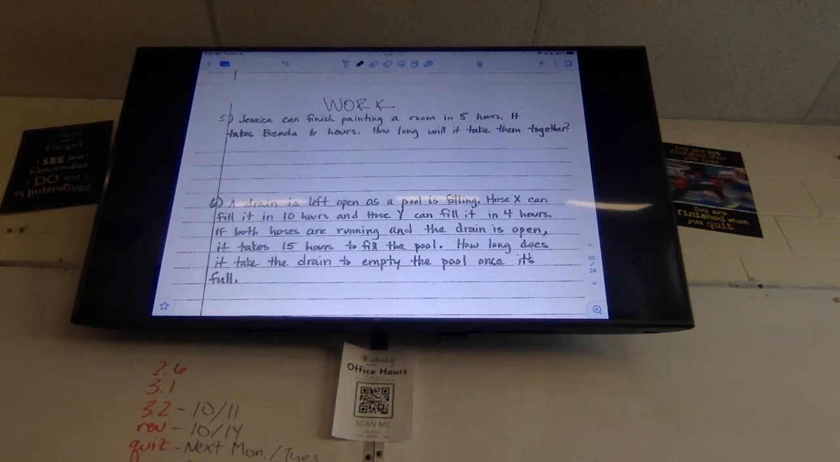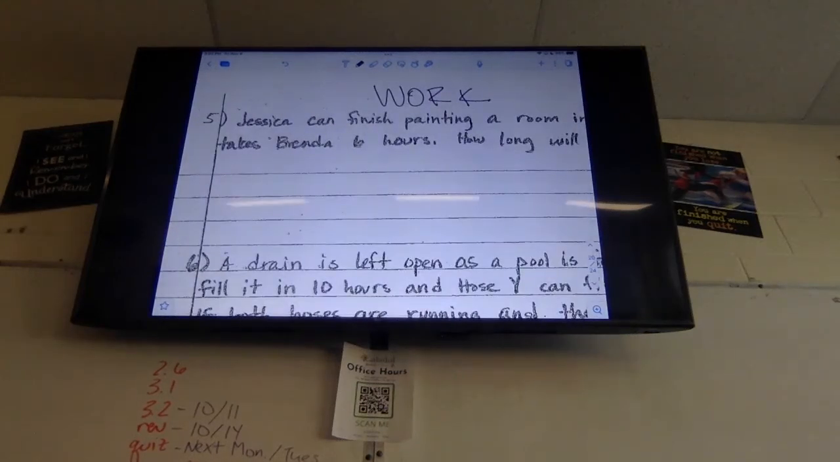Okay. What I like to think about is separating it. So when I write my equations, I think of it as 1 over how long it takes one person to do it alone, plus 1 over how long it takes the other person to do it alone equals 1 over how long it takes them to do it together. We're dealing with fractions essentially.